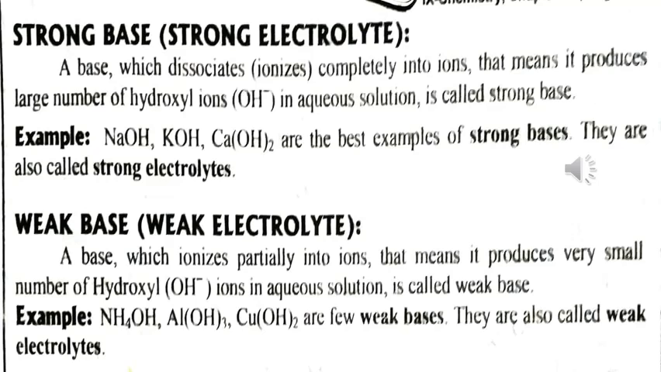Weak base, weak electrolytes. A base which ionizes partially into ions. It means that it produces a very small number of hydroxyl ions in aqueous solution, so it is called a weak base. For example, ammonium hydroxide, aluminium hydroxide. These are called weak bases because they do not dissociate into ions completely when they dissolve in water. They are also called weak electrolytes.